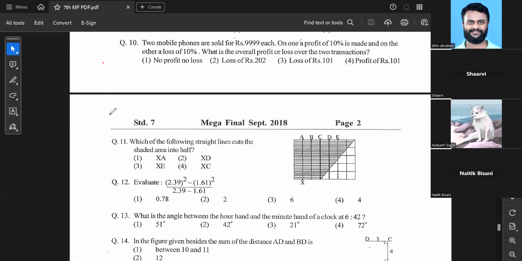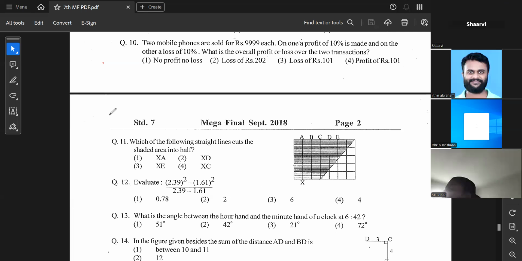Okay, so see, what we can first do is use the loss as x minus 10x upon 100 is equal to 9,999. That's for the loss. Then for the profit, we can use x plus 10x upon 100 is equal to 9,999. No, only the SP is the same.